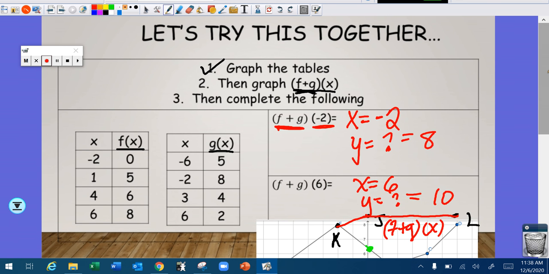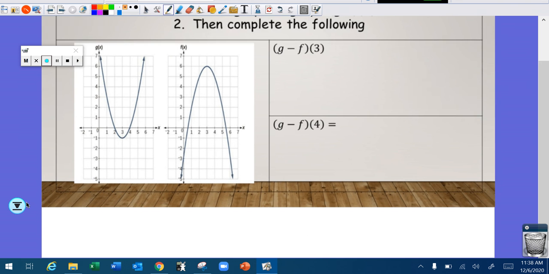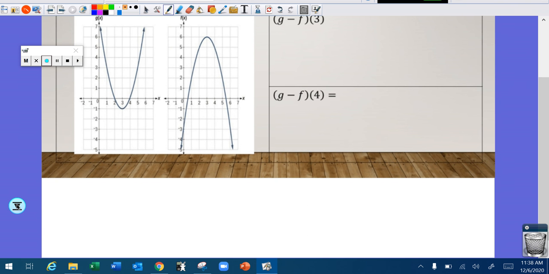Okay, let me see if I have another one. All right, so now we're going to do this one where it says use the graph to graph G minus F of X. So we're going to subtract these two functions. So I'm going to show you how to do it. So we're going to get a table. We're going to make our table.